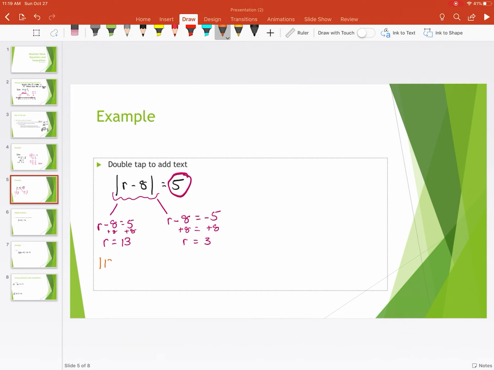Well, let's check. And let's do it in a different color. Let's start with absolute value of 13 minus 8 equals 5. Let's perform this absolute value operation, and we get absolute value of 5. And yes, indeed, absolute value of 5 is, in fact, 5. What about over here? Absolute value of 3 minus 8.